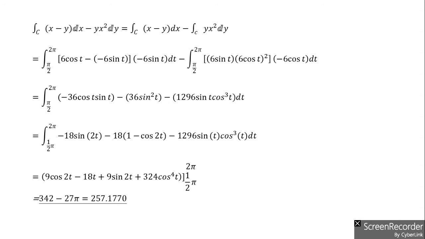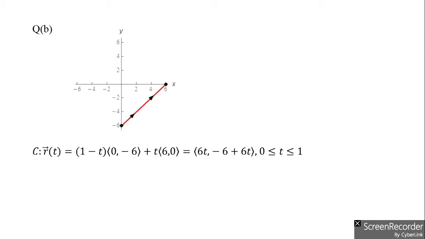Let's go to question B. Let's start off with a quick sketch of the curve for this part of the problem. And here is the sketch. What we have in this part is a different curve that goes from (0, -6) to (6, 0). Despite the fact that this curve has the same starting and ending points as the curve in the first part, there is no reason to expect the line integral to have the same value. Therefore, we will need to go through the work and see what we get from the line integral.